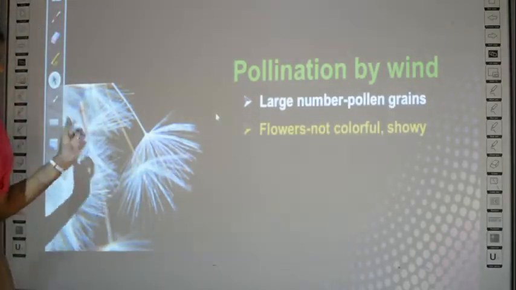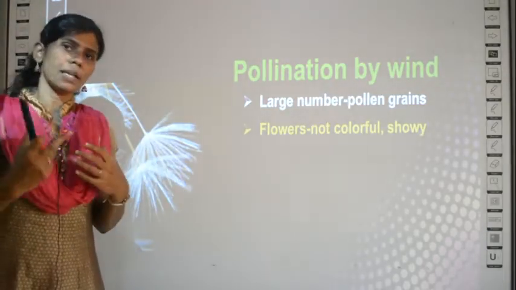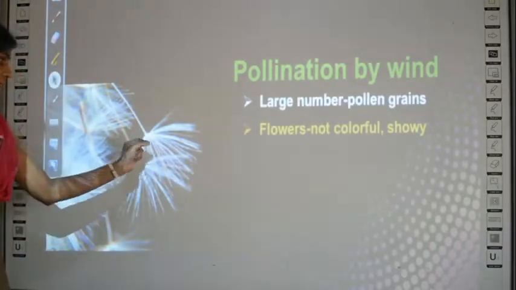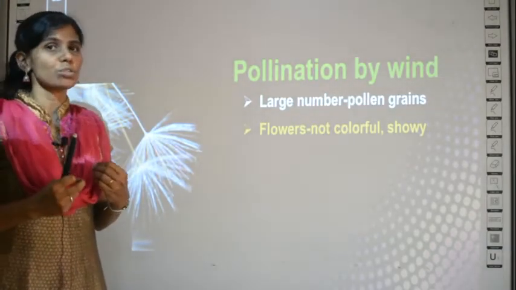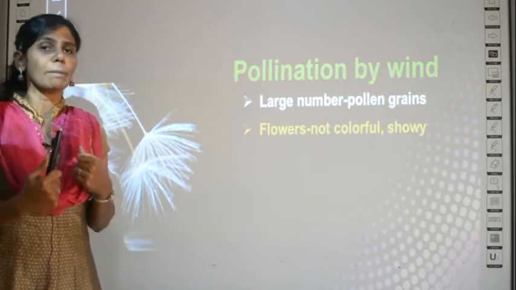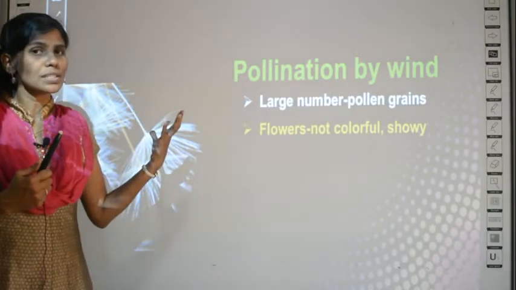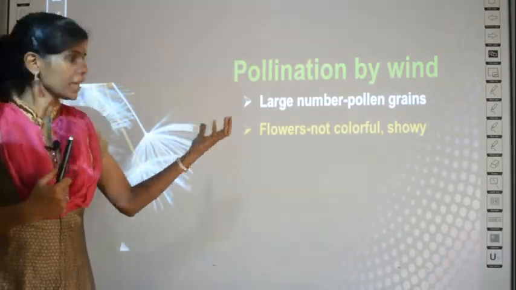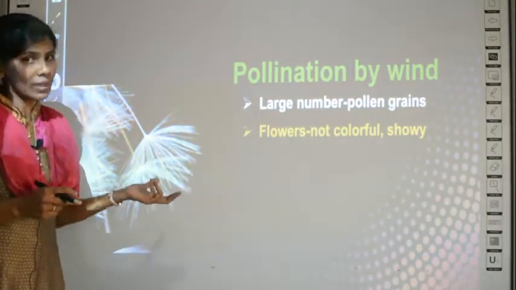Usually the flowers which are pollinated by wind are larger in number, see, one flower itself has so many particles. The number of pollen grains is usually very large when compared to other flowers pollinated through other agents. So, which number is large? Pollen grain number is large in the flowers which are pollinated by wind. And the flowers are not colorful. Is it colorful? It is white in color, right?